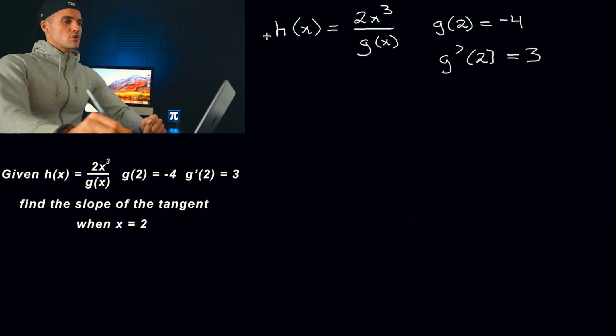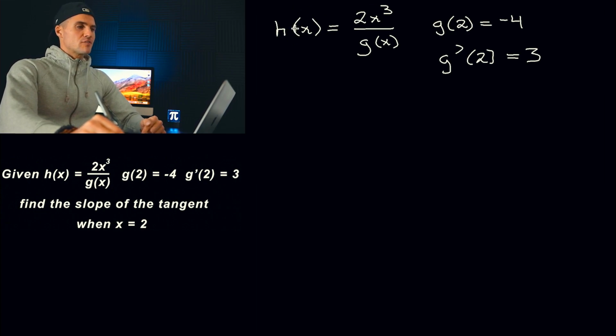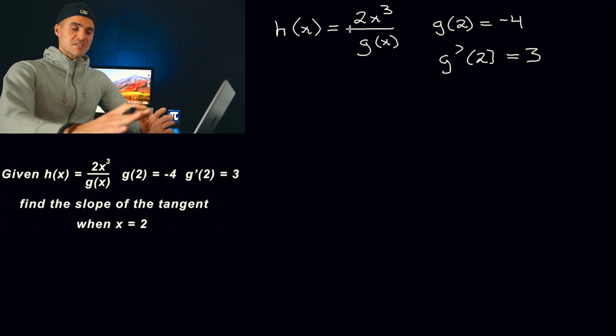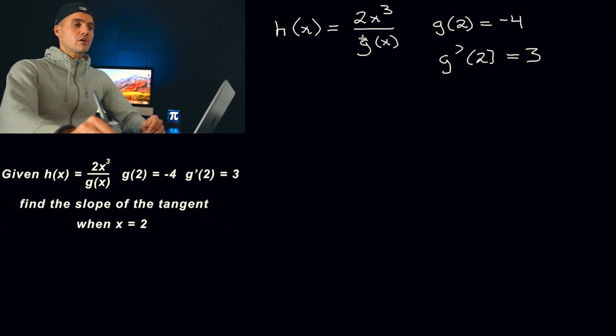Fairly unique question. We're given this function h of x, which is equal to 2x cubed over g of x. Notice that this g of x is in a general form. We don't know what that specific function is, but we are given information about it. We know that g of 2 is going to equal -4, and g prime of 2 is going to equal +3. So we are given some information about that function, even though we don't know directly what it is.